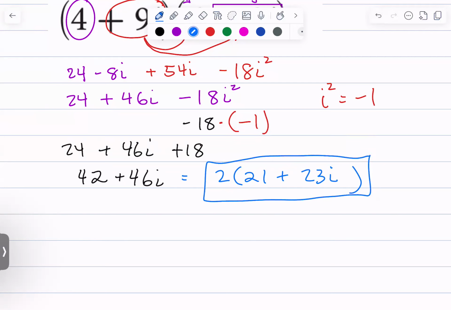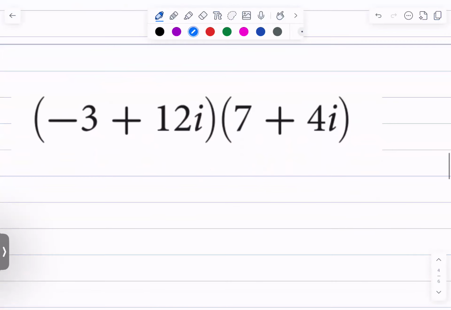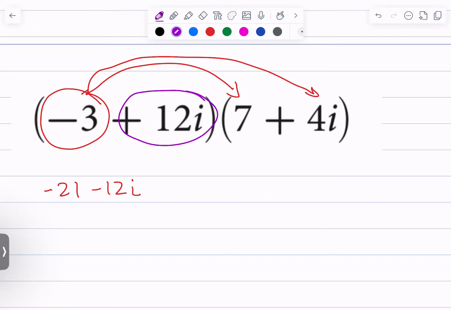Okay. And there's my answer there. All right. So here's another one. So I am going to get the -3 and distribute that out to the 7. So that's -21 times -3 times 4i. That's -12i.